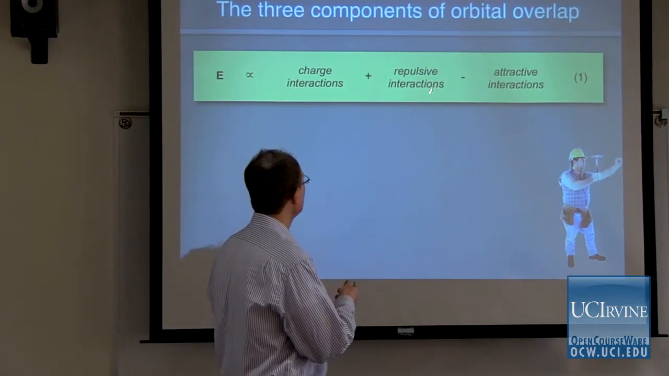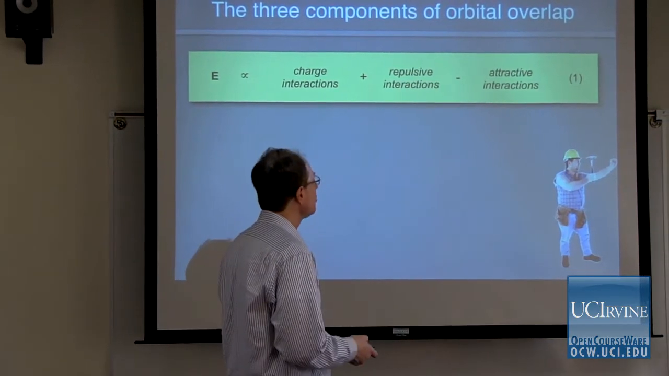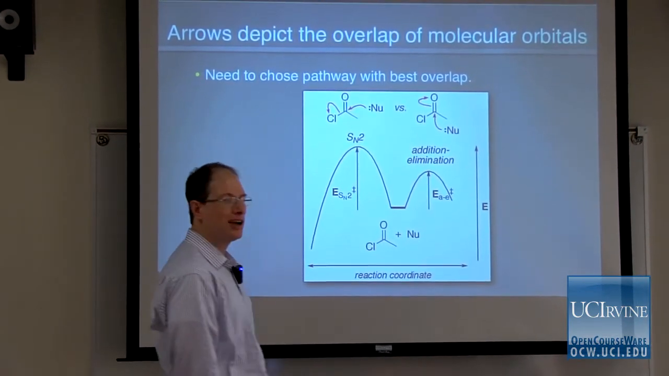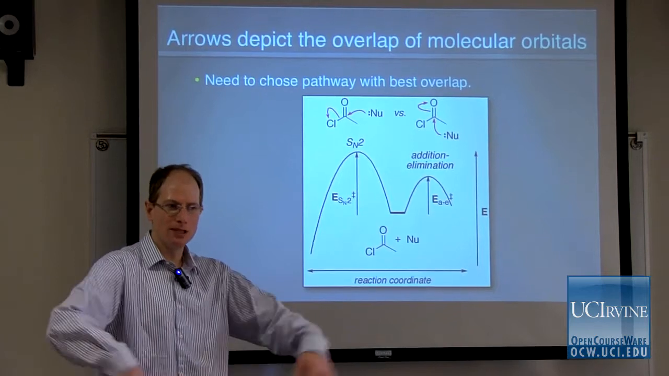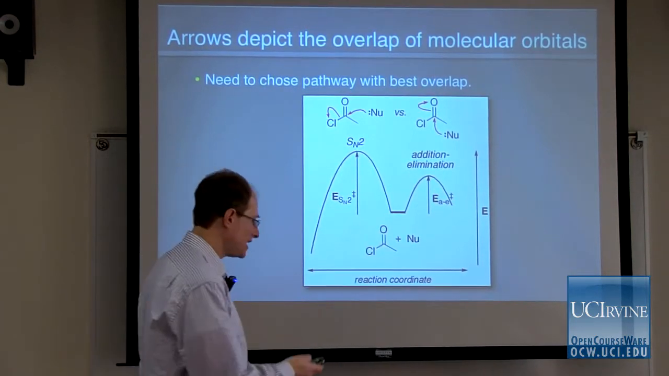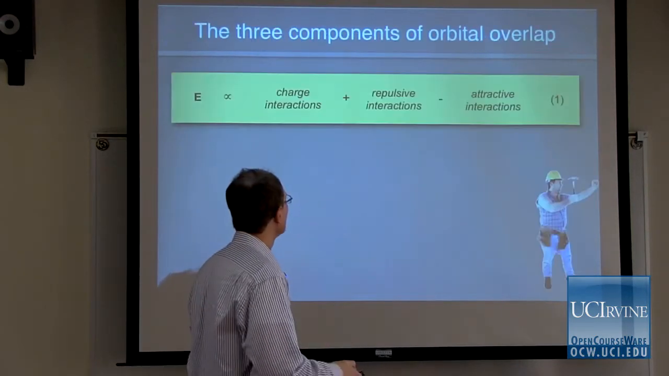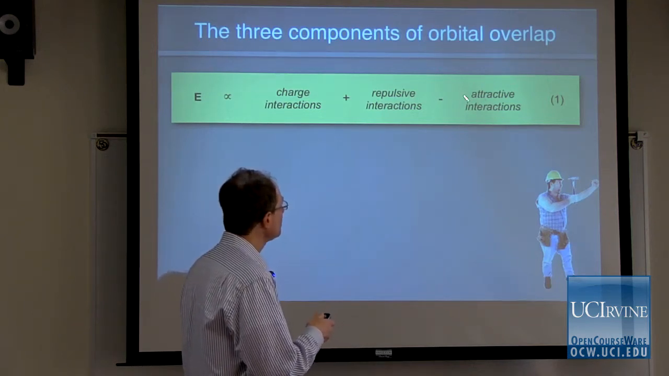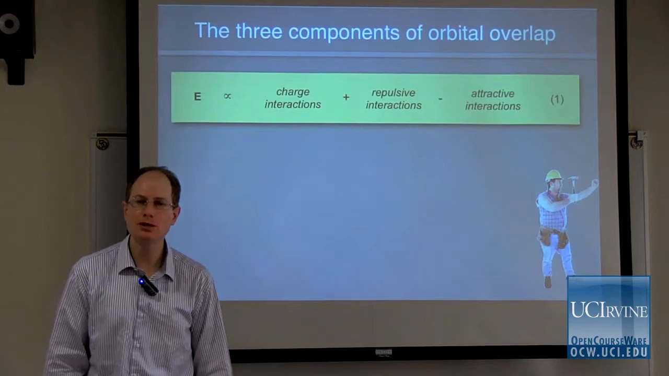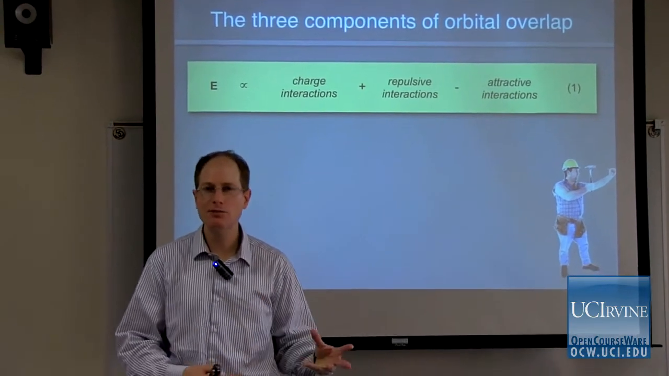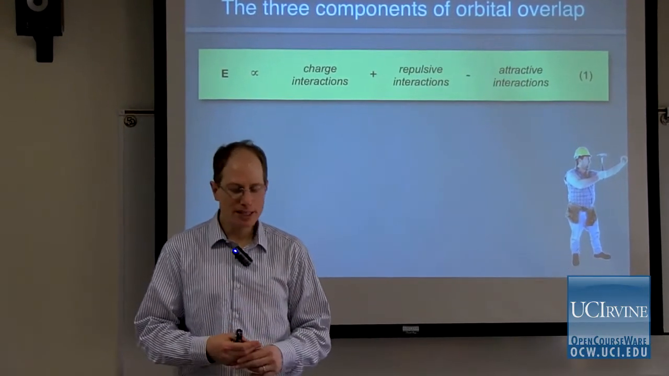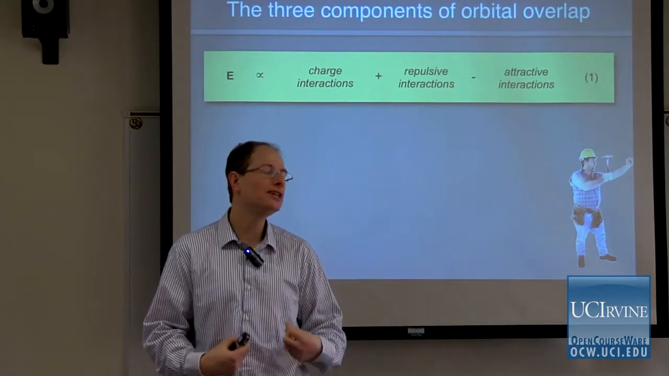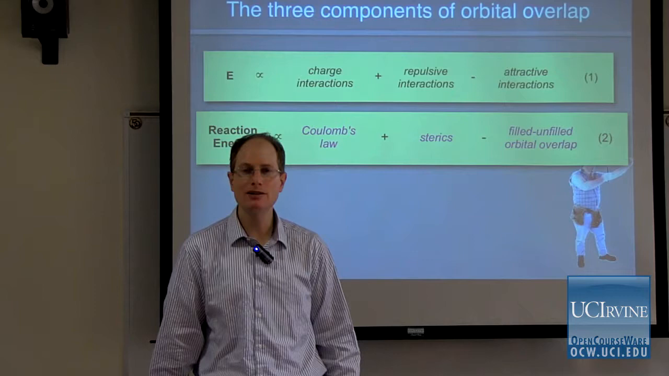So repulsive interaction is clearly important, not so operative in this reaction, right? These two can snuggle up as close as they want. There's no prevention of that by steric shrubbery. Last one, attractive interactions. This third term I would describe as mysterious, right? This is not the term that we're used to talking about. This attractive interaction is nothing more than the filled-unfilled overlap that I've been talking to you about today.